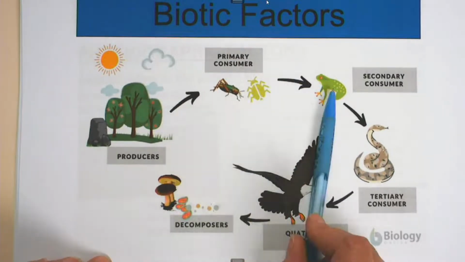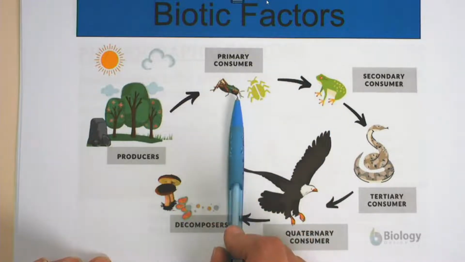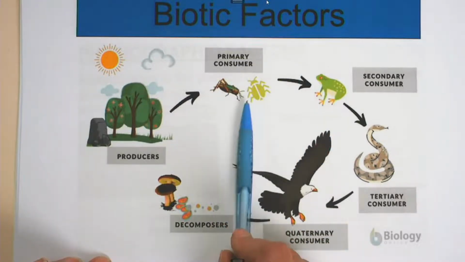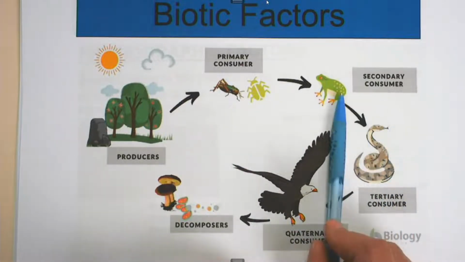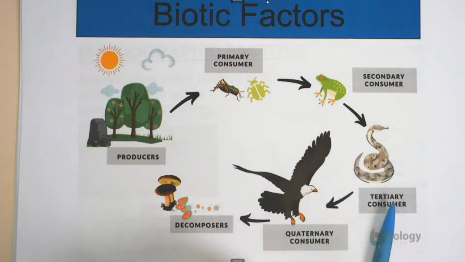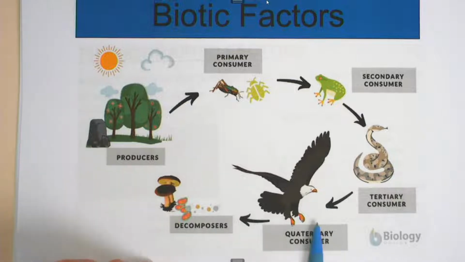Then the secondary consumer is the consumer that consumes the primary consumer, which is the frog here. The frog's going to eat the insects. Then the snake will eat the frog. It's the tertiary consumer. And then this eagle will come, and this eagle can eat the snake. And if something happens and the eagle dies or can't get food or water, the eagle is going to be decomposed.